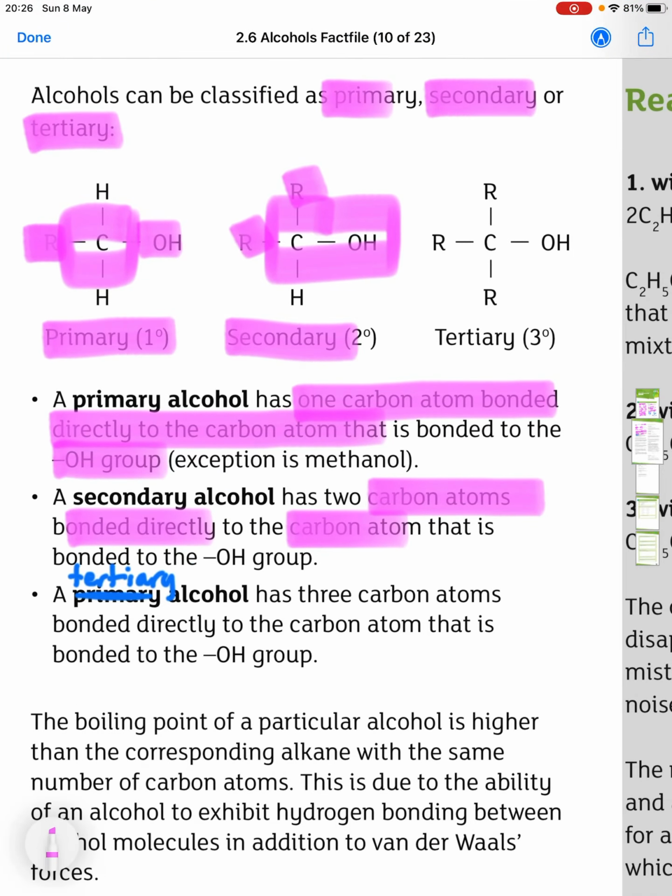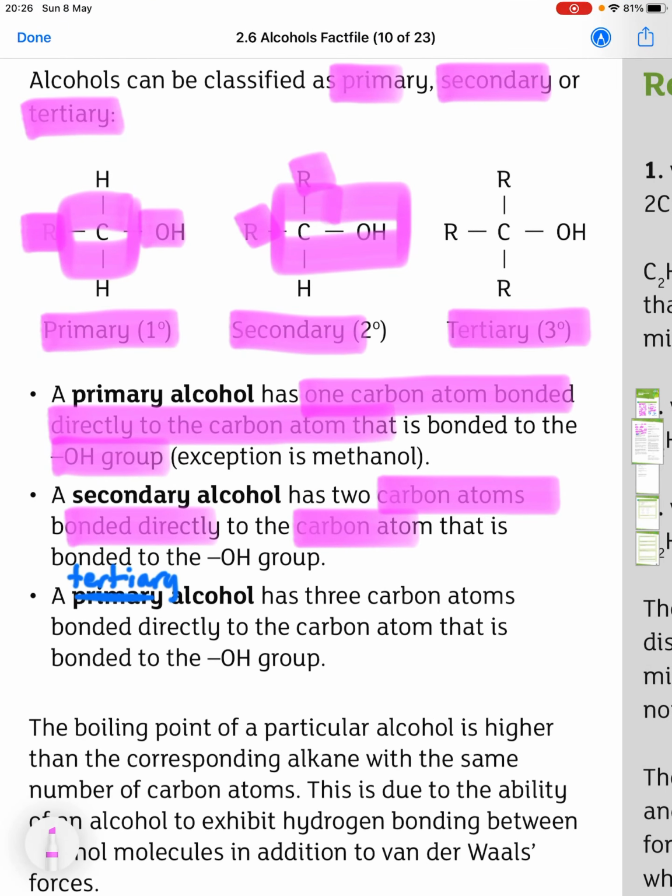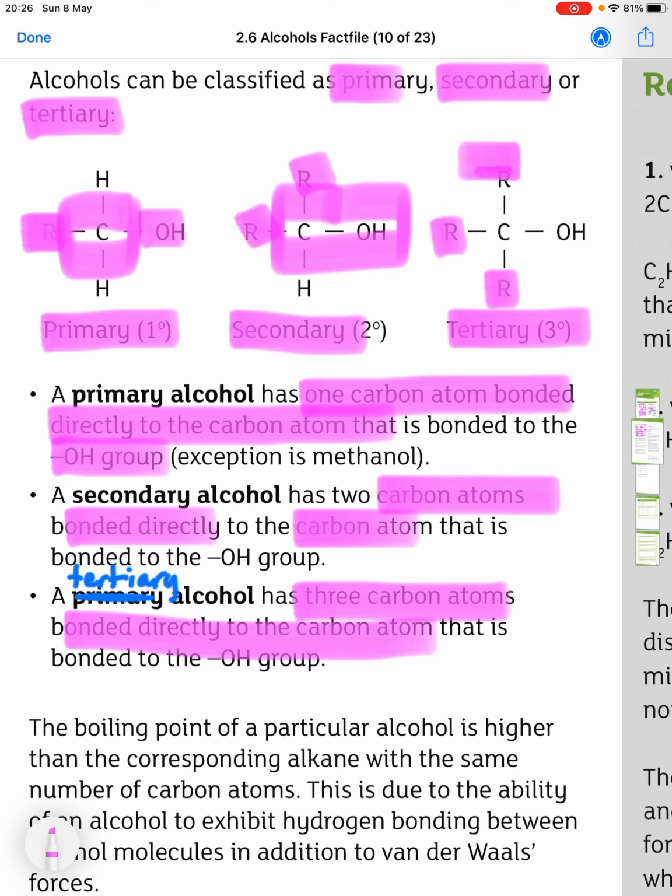Some of these fact files have more typos in them than others, but tertiary has 3 carbon atoms bonded directly to the carbon atom. So you see here 1, 2, 3 R groups attached to this carbon with the OH on it.